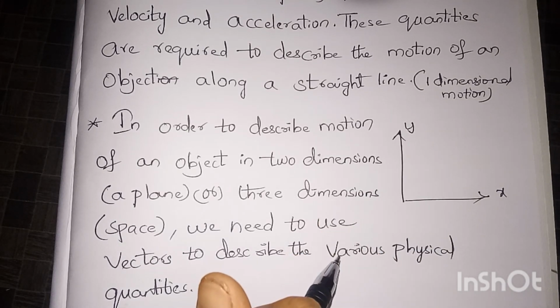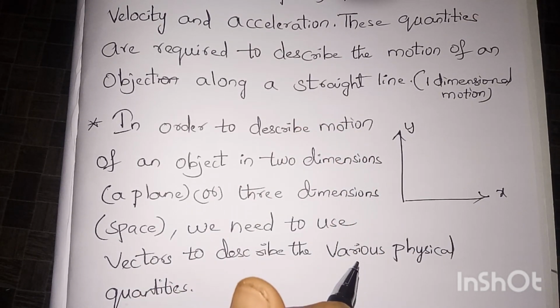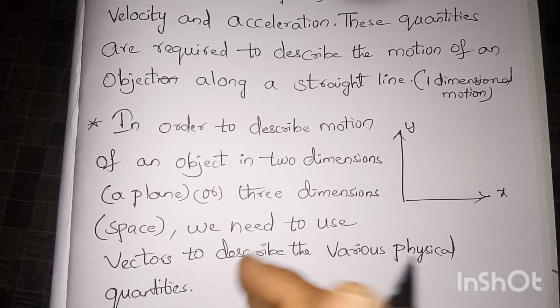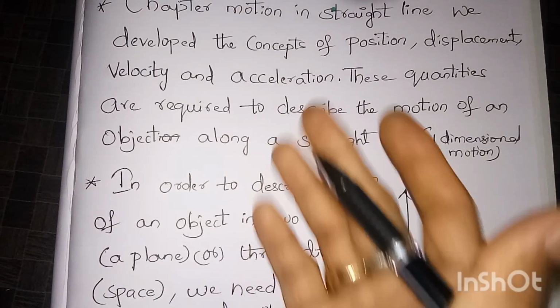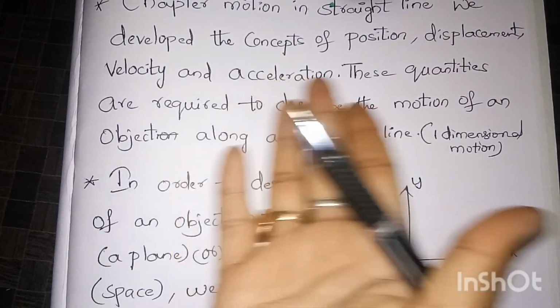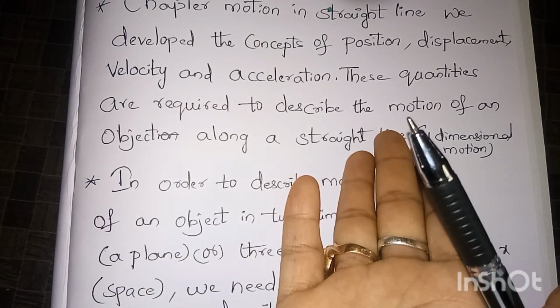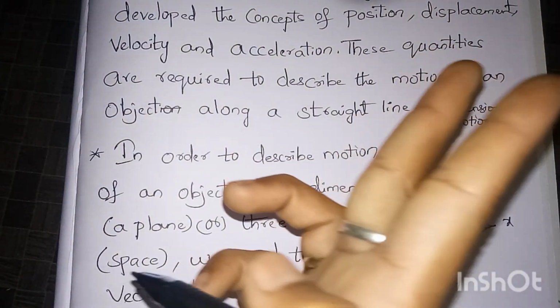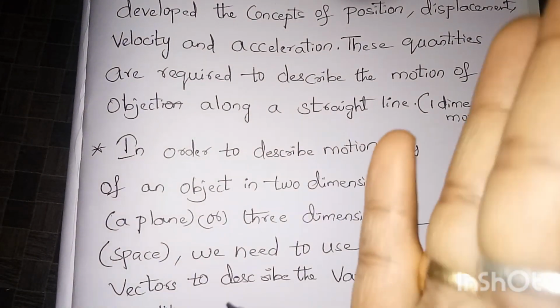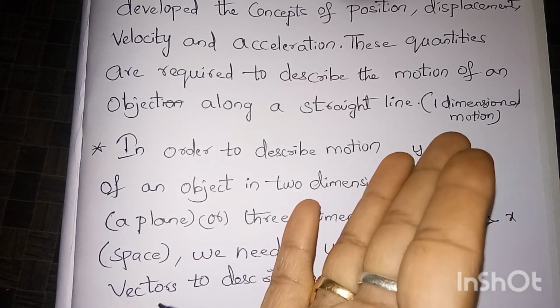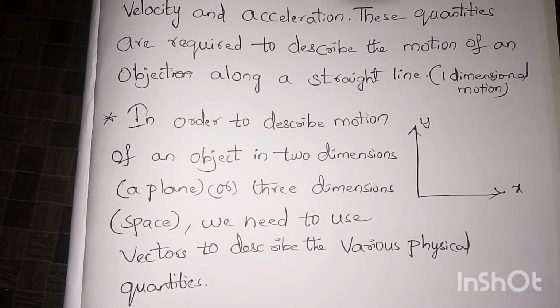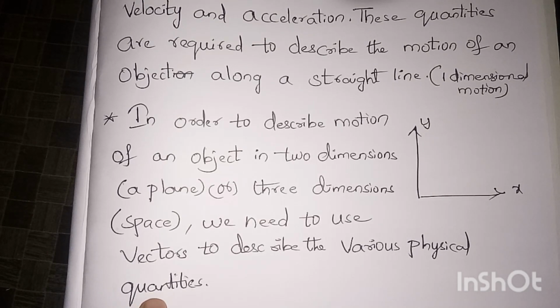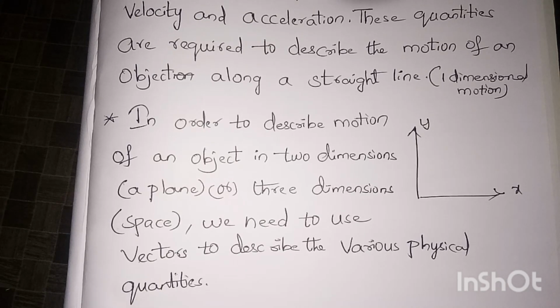In motion in a straight line, that is one dimensional, we don't use any vectors to describe the physical quantities. Here we used physical quantities like velocity, acceleration, displacement without vectors. But in two dimensional and three dimensional motion, to describe any physical quantity, we require vectors. What vectors are, we are going to discuss in the next class: what is a vector, and how it can be used to describe various physical quantities.